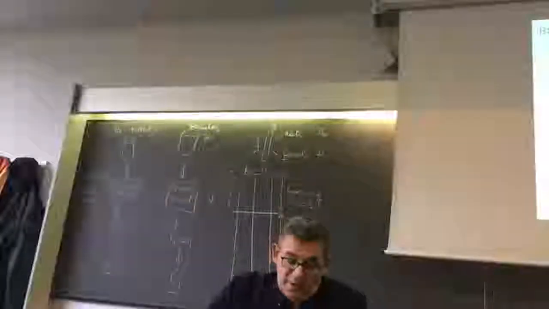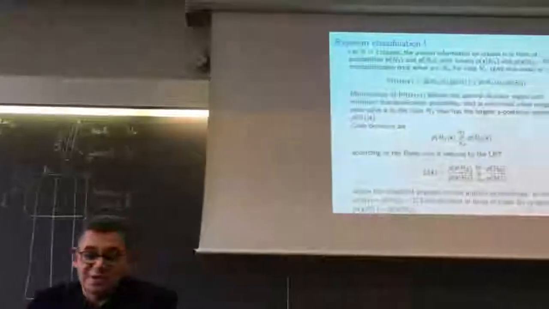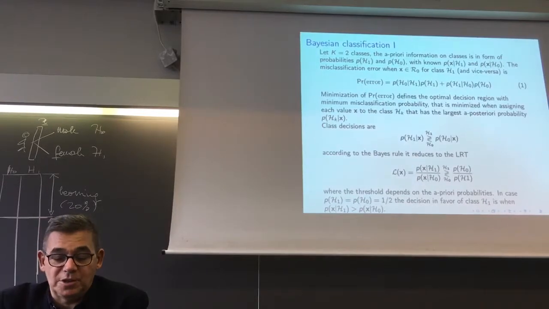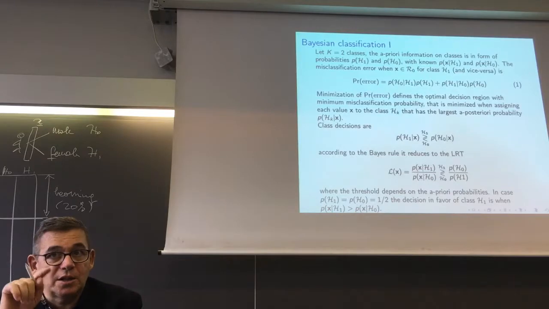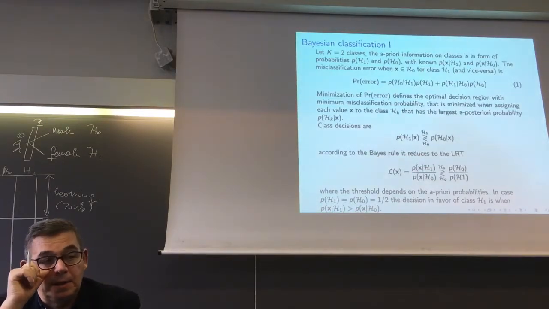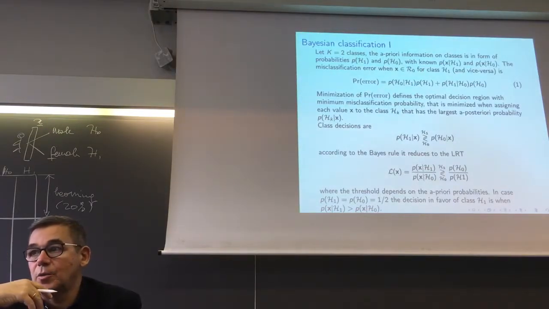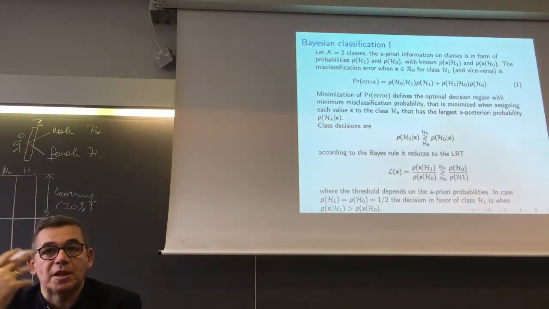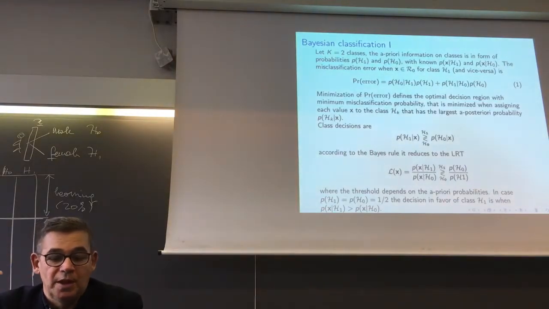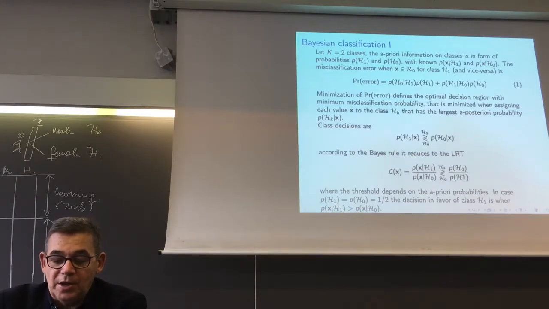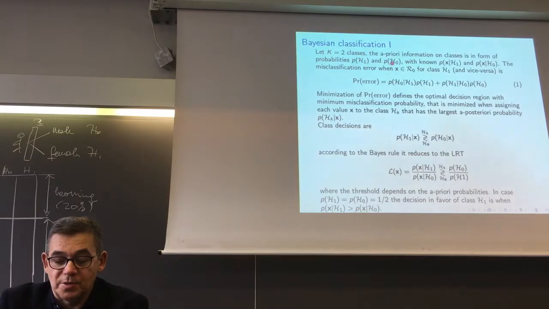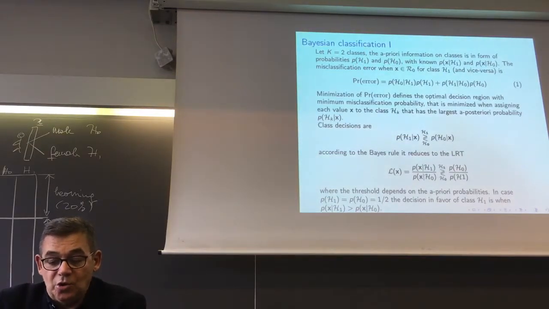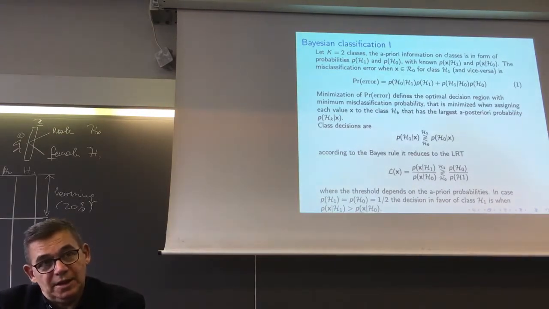So now let's move on to a slightly different topic, which is rather as we did for estimation theory, where we started from the estimation of parameters and then moved into the estimation of a parameter that has some a priori information. So let's do the same here. Now let's assume that we have two classes, PH0 and PH1, and we know the a priori probability for each of the classes.